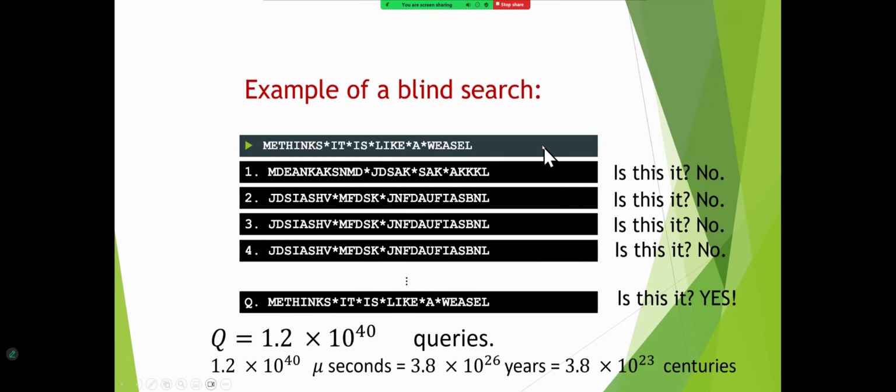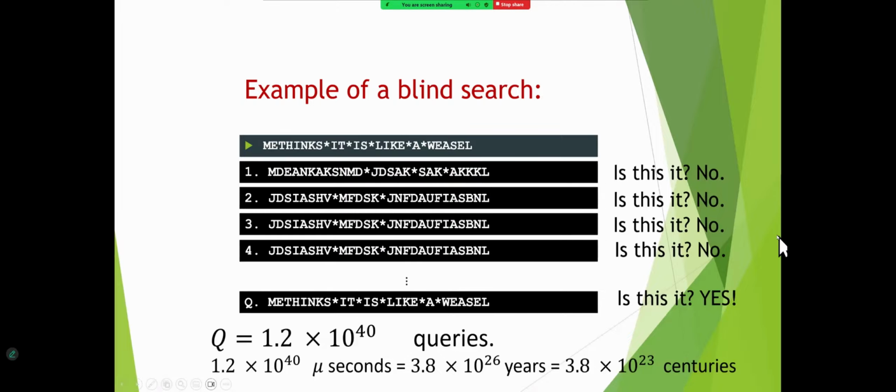And we're just going to do random search. We're going to choose random things from the alphabet. And we get this. And just like the blind guy, we said, "Is this it?" No. Choose some more. "Is this it?" No. "Is this it?" No. So finally, we will get to the point where there is a probability that we will get to "methinks it is like a weasel."